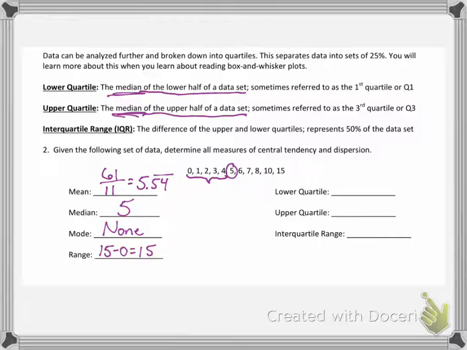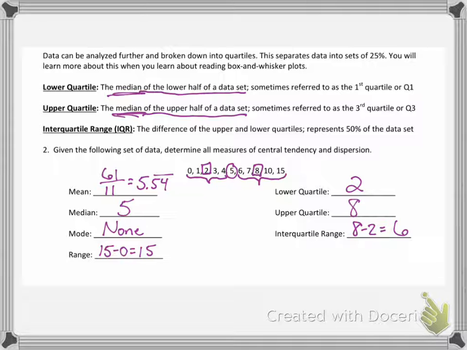So I have 5 numbers to the left of the median. I want the middle of this lower half. I have a pure middle once again. It's 2. Upper quartile, I'm going to look to the right of the median. I have those 5 values. 8 is in the middle, so my upper quartile is 8. My interquartile range, I take the upper minus lower quartile, 8 minus 2, and the interquartile range is 6.